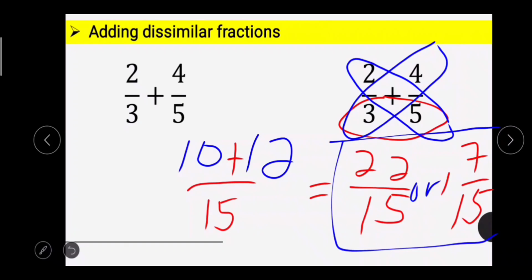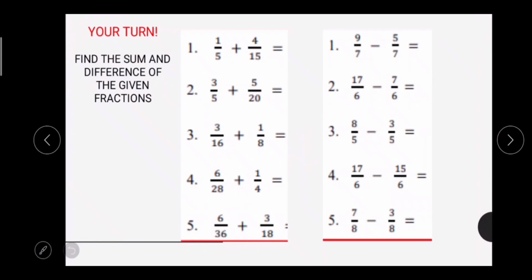So it's up to you which method you're going to follow. So it's your turn. Find the sum and difference of the given fractions.